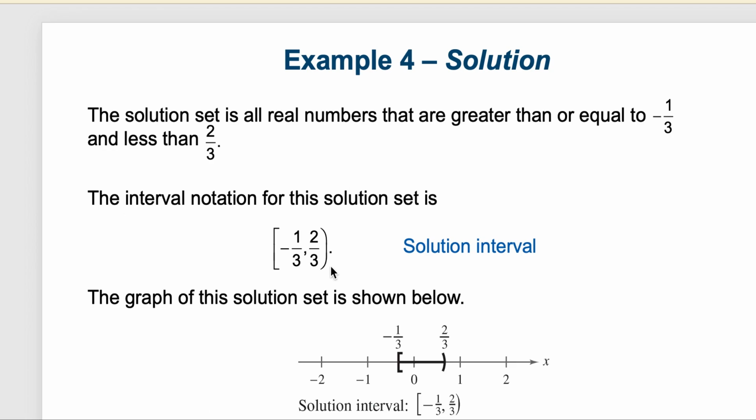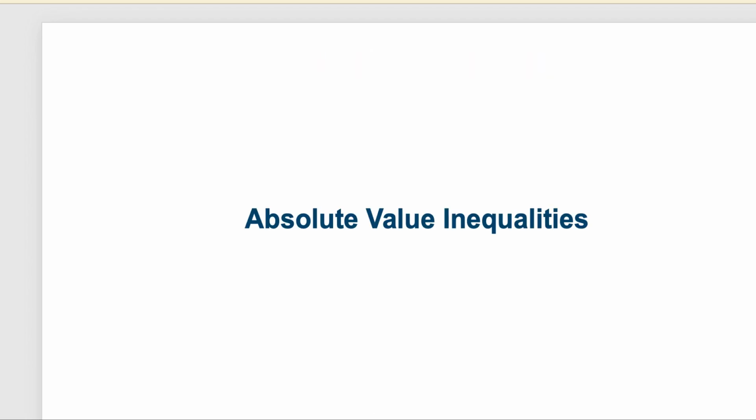And if we want to put it in interval notation, we are going to write negative 1/3 and 2/3. And see, we have a closed bracket over here and an open parenthesis over here. So that means our solution set will include the number negative 1/3, but not 2/3. So that's what the solution set graph looks like.